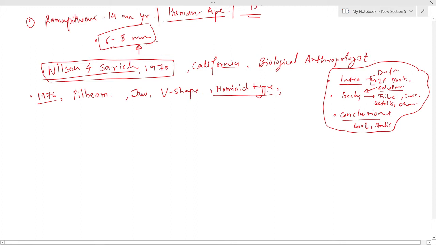Subsequent findings of Ramapithecus tell us that it resembles the great ape Shivapithecus. From the details we have, we can conclude that the great ape Shivapithecus, which was Shiva or Ramapithecus, were ancestors to the orangutan.